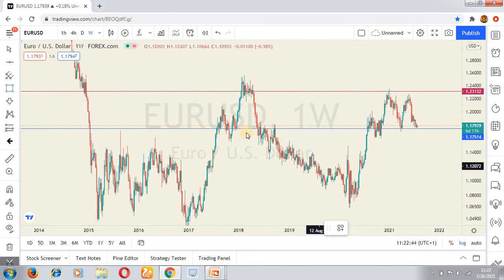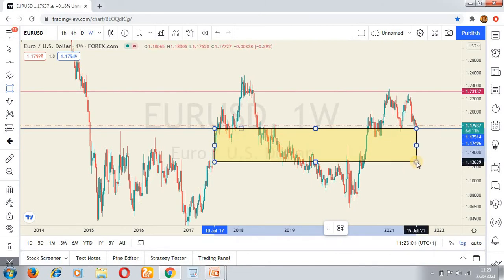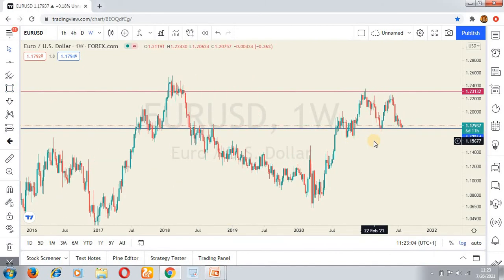Let me bring a rectangle to mark out this zone as the entire support and resistance zone, but I really don't like to do that. I want to map out to be a little bit accurate or a little bit exact with my support and resistance zone. That's why I use lines. Now instead of doing this, I can come to a lower time frame like the daily time frame to plot. It will cover up this area for me.